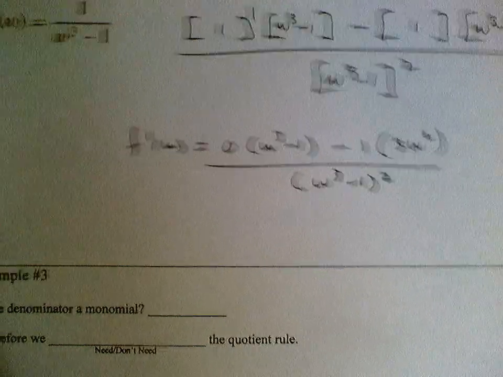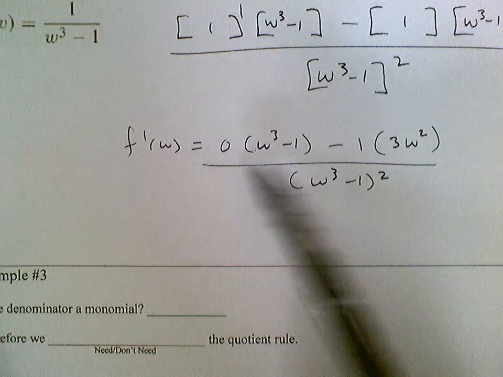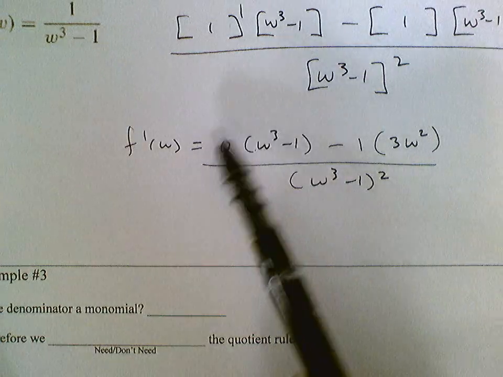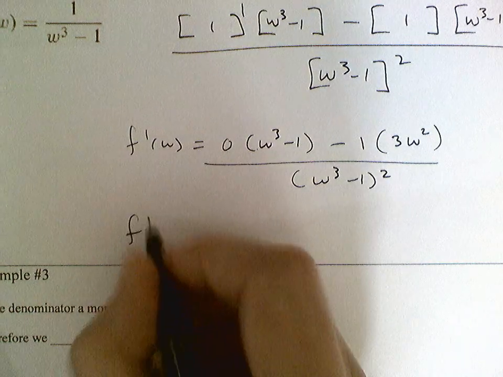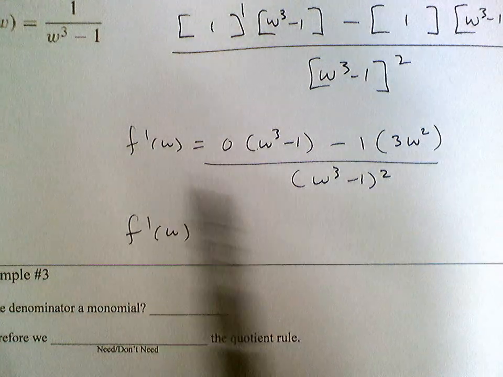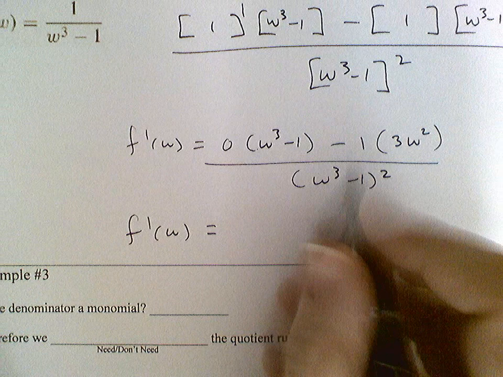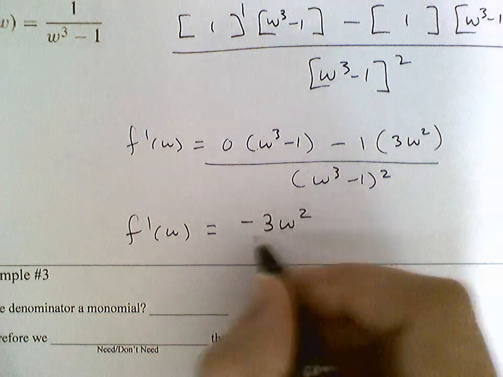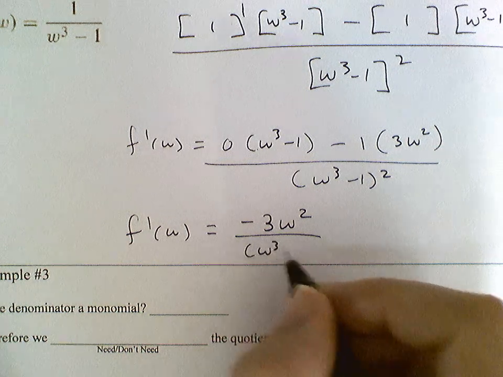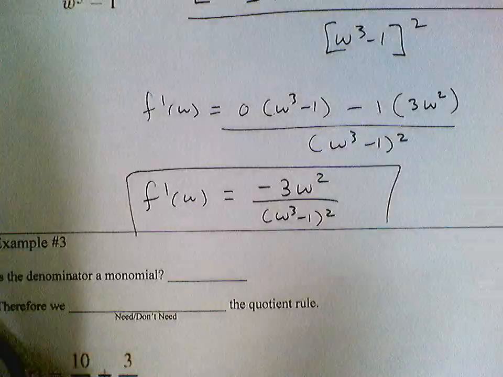Okay, now I just said don't simplify unless it helps you, but if it's 0 times something, guys, I'm going to write this again because this is just 0 right here. And in fact, I would normally not even do this step as soon as I recognize a term's going to be 0. So that's negative 3w squared over w to the third minus 1 squared. Okay, so there's that derivative.